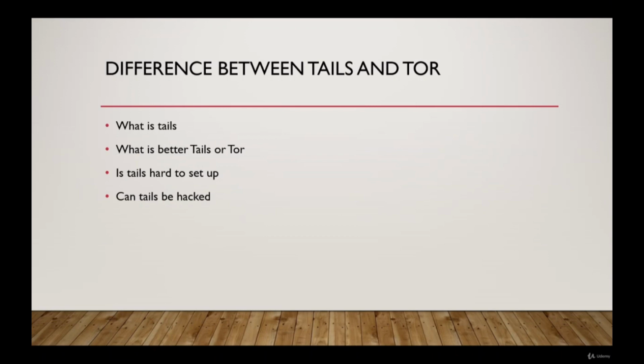Alright, so what is Tails? The main difference between Tails and Tor is, at first, that Tor is a web browser. It's a way for you to connect to the deep web or to any other website. But Tails, on the other side, is a complete operating system. So when you install Tails, you're literally installing a complete operating system that will help you hide your identity, and it works with Tor. So it helps you stay anonymous.